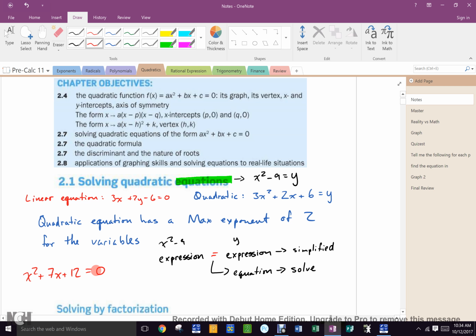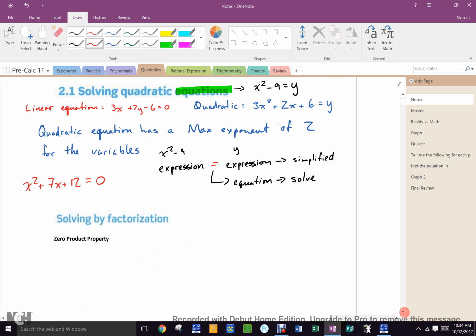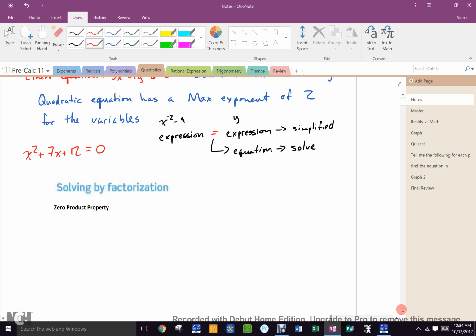Everybody cool? All right, let us talk about the easiest kind of solving, and that is the zero product property. If I gave you this equation, A times B equals 0, what can you tell me about one of the values of A or B? One of them has to be 0, yes? If one of them is 0, that is a true equation. So this is true if A or B equals 0.